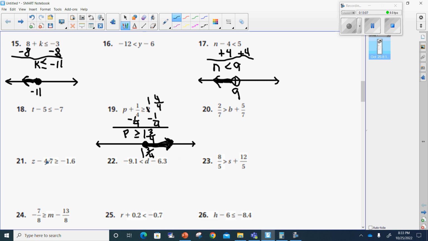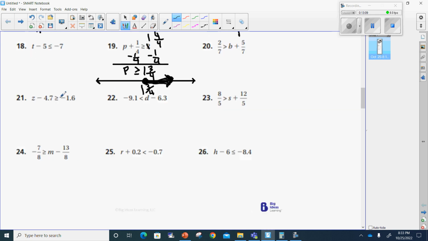All right, let's go to number 21. This time I got z minus 4.7. Z is being subtracted by 4.7. I'm going to add 4.7 to get rid of this negative 4.7. Whatever I add to one side, I have to add to the other side. So I'm going to add 4.7 over here.